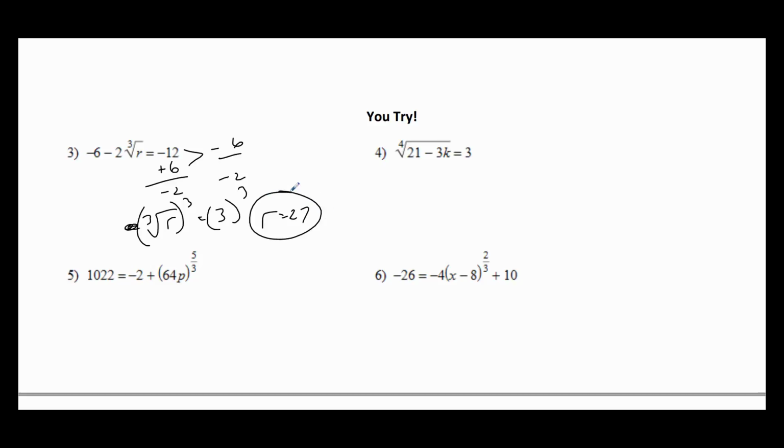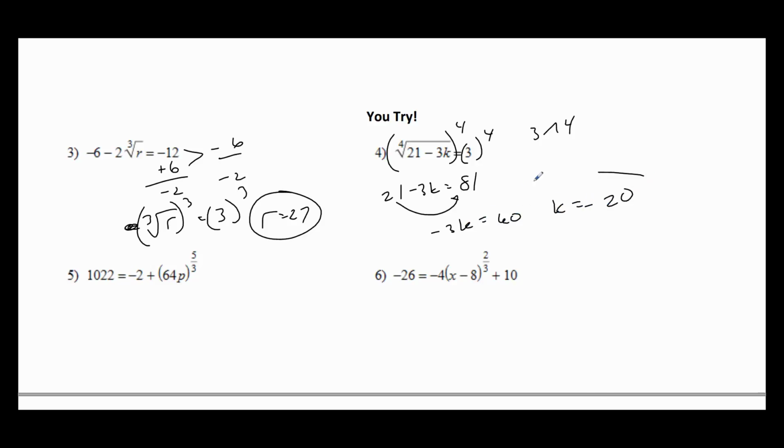Make sure you check your answers for 3 and 4. You do not need to check them on 5 and 6. Number 4, I got to raise everything to the 4th power. I've already isolated it, so I don't need to worry about it. 21 minus 3k equals, and then 3 to the 4th power is 81. So bring that over. I get negative 3k equals 60. k equals negative 20 is our answer. Let's make sure it works. I get negative 20 times 3 is 60, 81, 3. Yeah, we are good to go. This is our answer, negative 20.